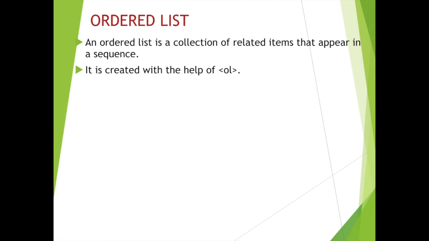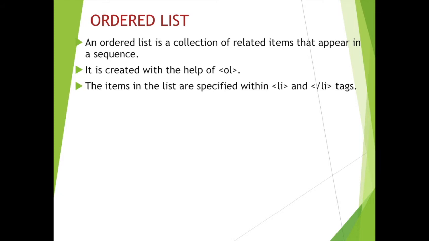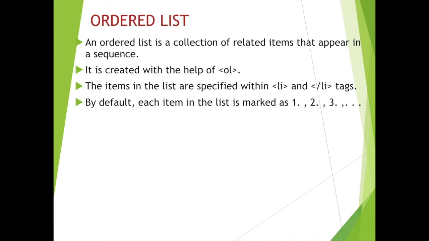So it is created with the help of OL tag. So for creating an ordered list, we use the OL tag. The items in the list are specified within li and /li tags. So this is similar to the unordered list one. So here also, for specifying the items, we need to put the items within the li tags. So by default, that means if you do not specify the type attribute, you will find that each item in the list is marked as 1 2 3 etc.